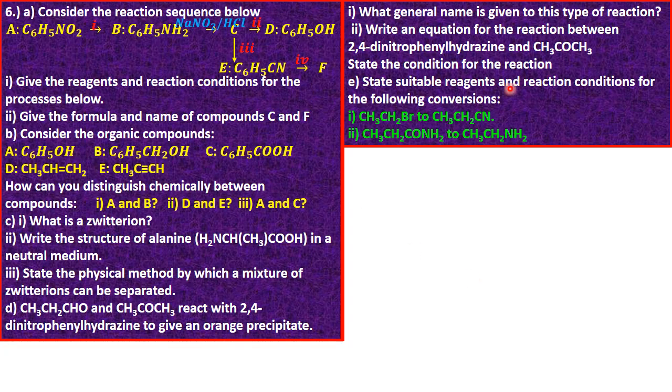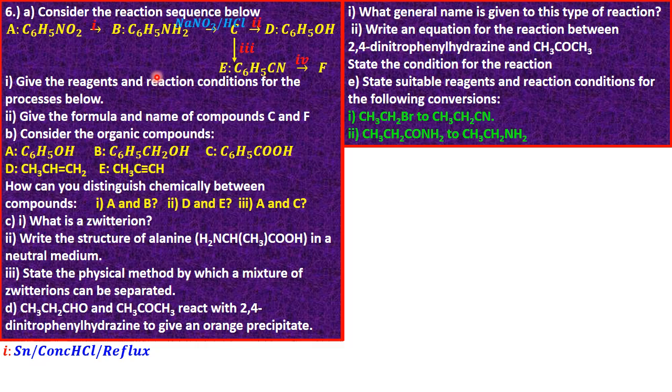The next question is based on synthetic route. It's saying, consider the reaction sequence below. It says give the reagent and reaction conditions for the processes below. Let's look at this first step. Our Roman 1, guys, has to convert nitrobenzene to phenylamine.